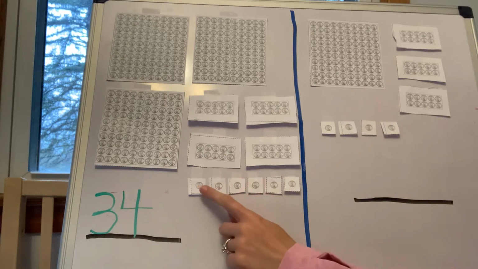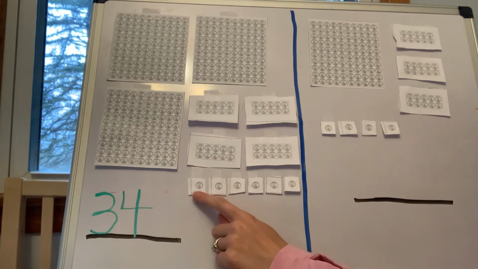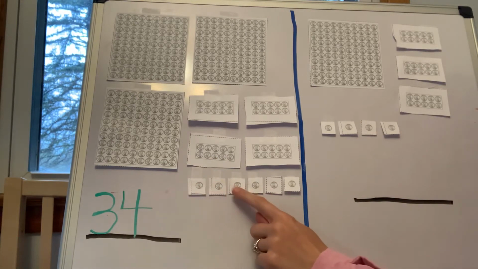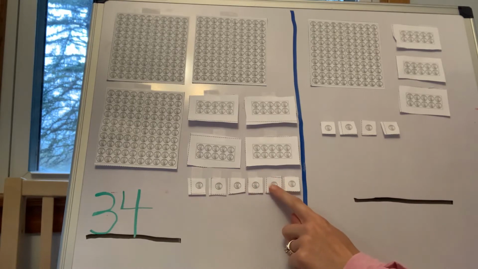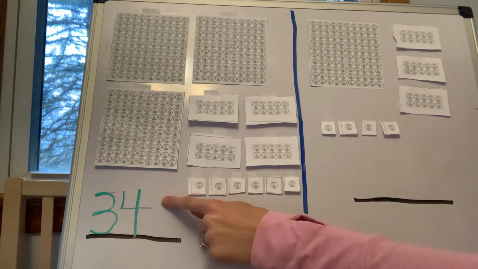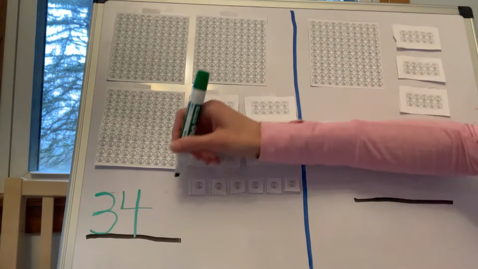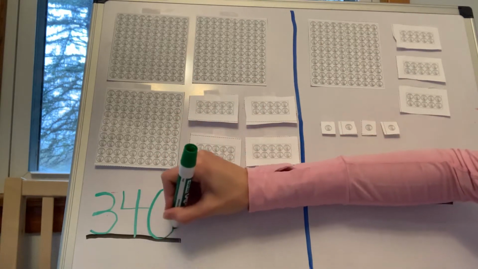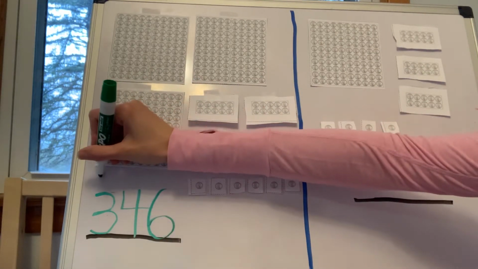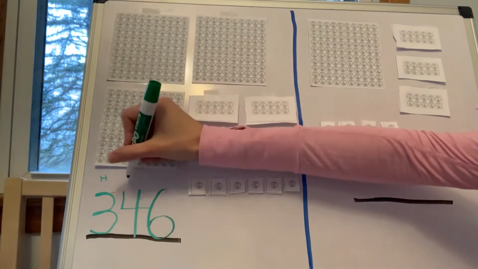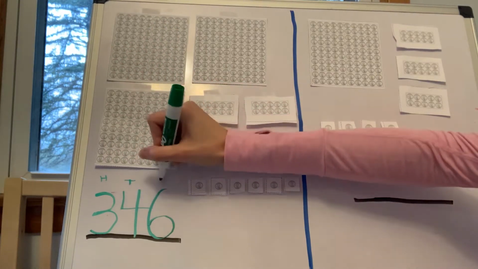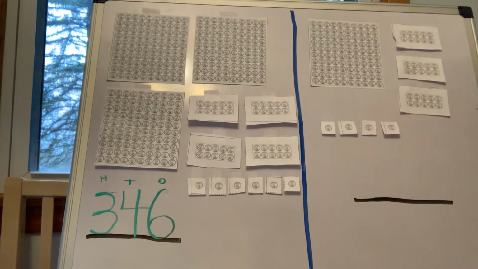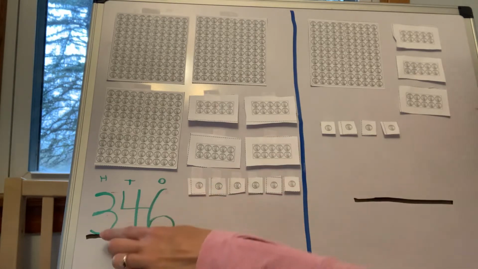But now we need to count the ones. Count with me, ready? Go. 1, 2, 3, 4, 5, 6. So I need to write a 6 because there are 6 ones. So remember, this is my hundreds place, this is my tens, and this is my ones. All right, what number does this say?